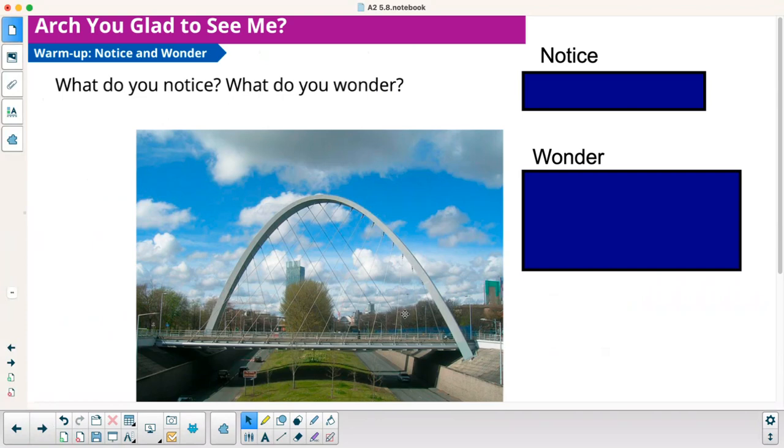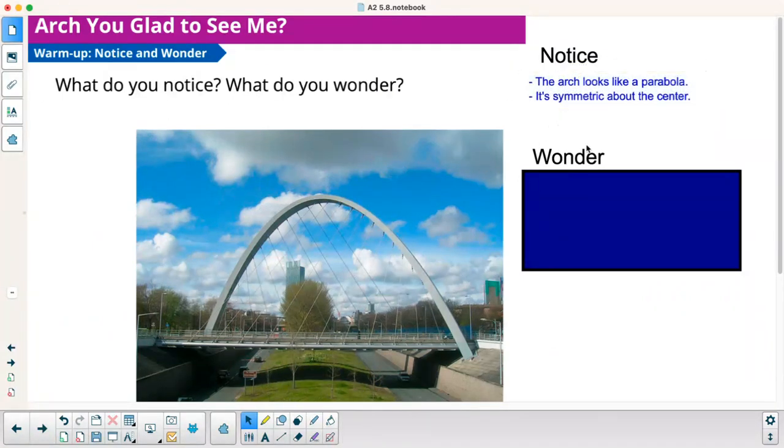Here's a picture of an arch. What do you notice? What do you wonder? I put here that the arch looks like a parabola. It's symmetric about the center, so if I put a line right down the middle, it would be symmetric there.